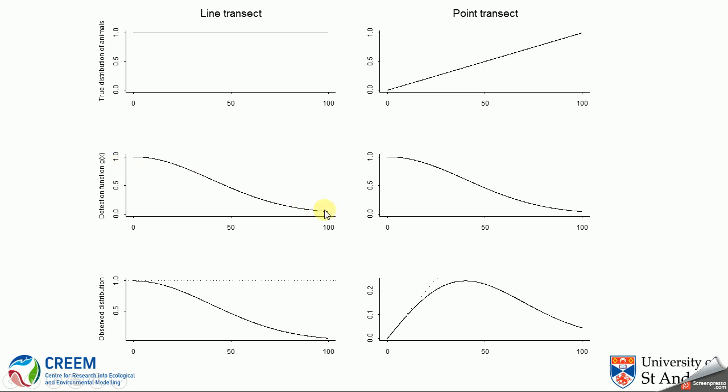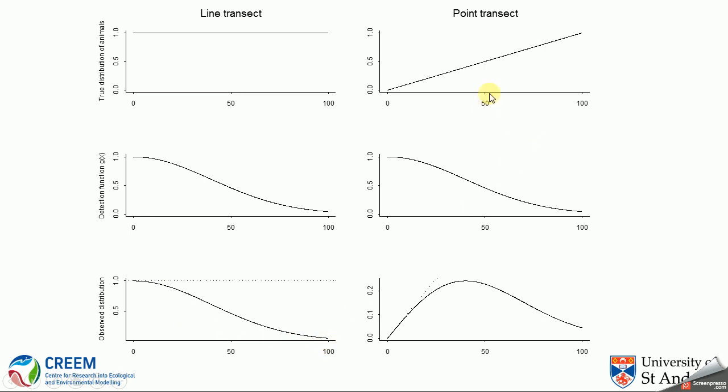The detection function then acts as a filter of observations from this uniform distribution, and so the resulting observations have the same shape to them. We see everything at or close to the line, but progressively as we get further from the line we miss more, and so we see fewer animals.